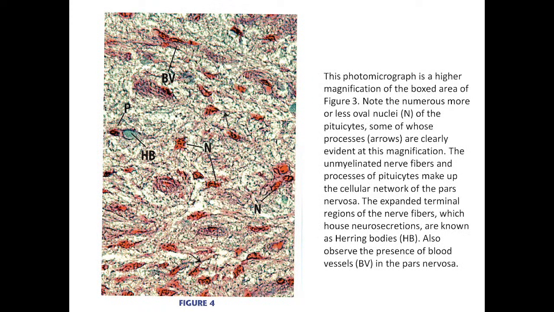Next slide. This photomicrograph is a higher magnification of the boxed area of figure 3. Note the numerous more or less oval nuclei, N, of the pituicytes, some of whose processes are clearly evident at this magnification. Unmyelinated nerve fibers and processes of pituicytes make up the cellular network of the pars nervosa. The expanded terminal regions of the nerve fibers which house neurosecretions are known as Herring bodies. Also observe the presence of blood vessels, BV, in the pars nervosa.